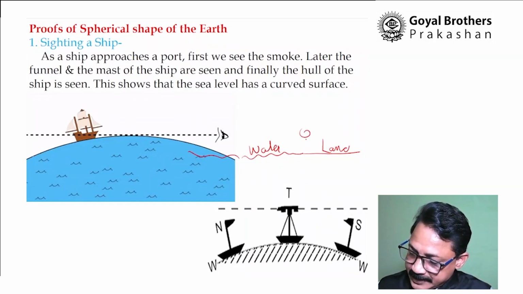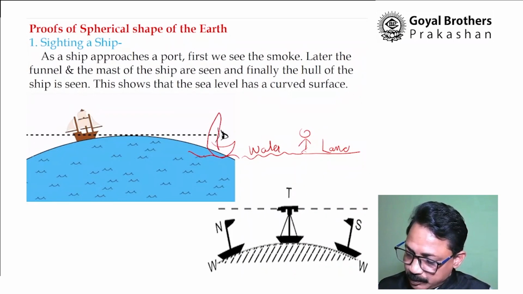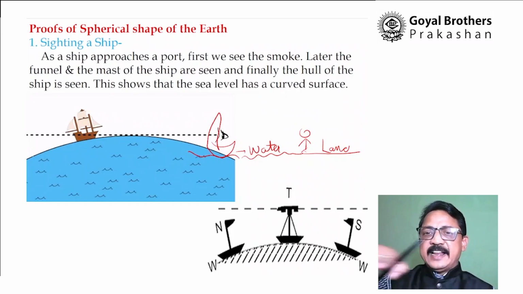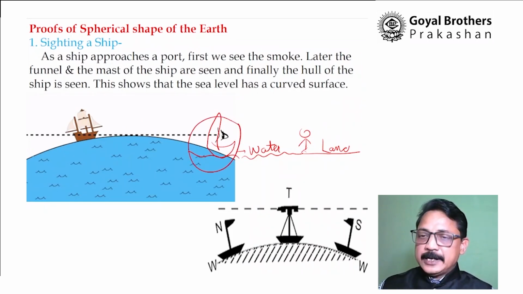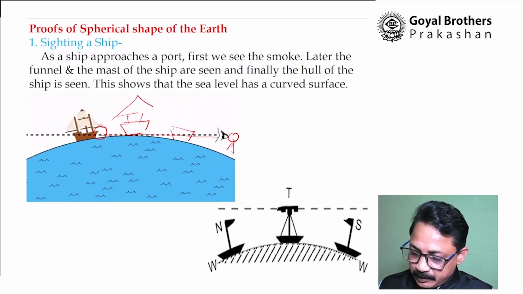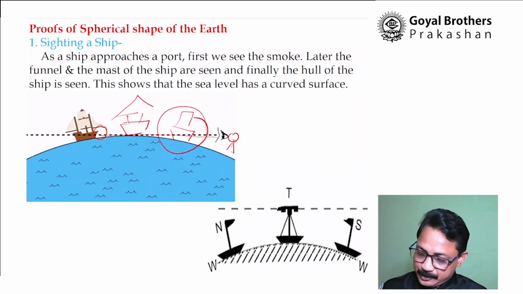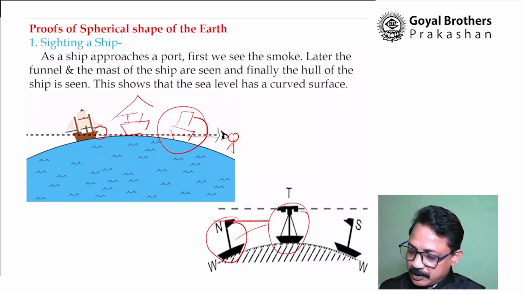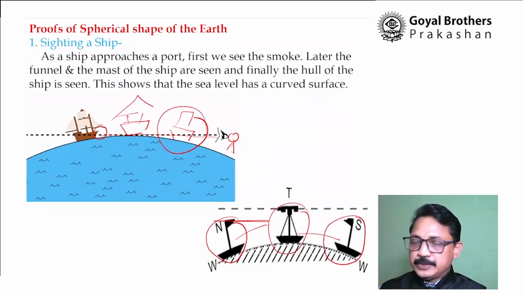And let us say you are standing here and you are looking at a ship coming towards you. If the Earth was flat, you would have been able to see the entire ship coming towards you. But that does not happen. If you stand on a seashore, first you are able to see only the front part of the ship. When the ship comes to this particular point, you will be able to see the other part of the ship like this. And when it comes here, then you will be able to see the entire ship. So initially you will be able to see this part. Then when it comes further towards you, you are able to see the top part. And when it comes further towards the seashore, you are able to see the entire ship.